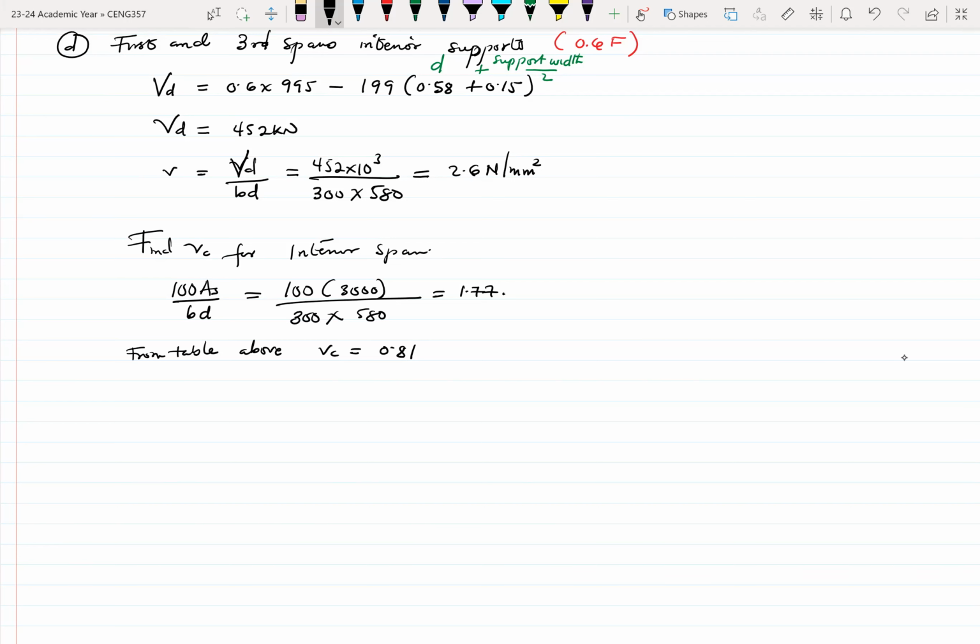So here, our AS over SV will be 300, which is B, times V, where V is 2.6, minus VC of 0.81, divided by 0.87 times the FYV, which is 250. So this will give us 2.47. So maybe let's say that instead of 10 bars, let's use 12. Now we can see the difference. So 12 links.